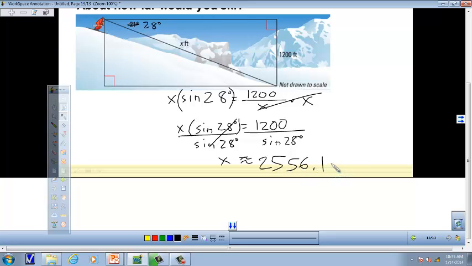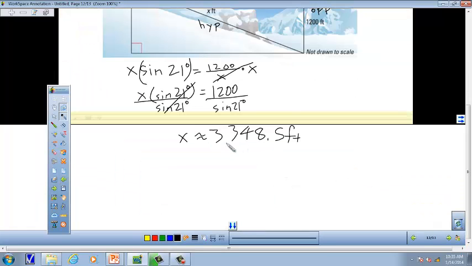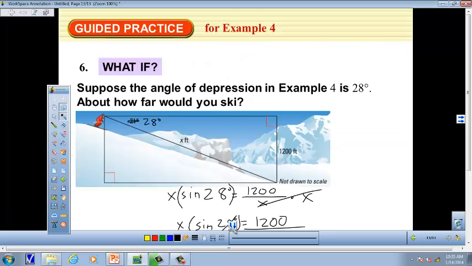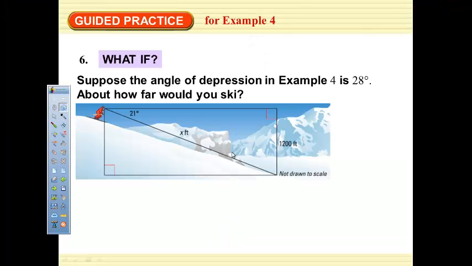2,556.1 feet. So in the last problem, we ended up with 3,348.5. Now we only ended up with 2,556. So the steeper it is, the shorter that distance is going to be. Okay? And that's it for this one.